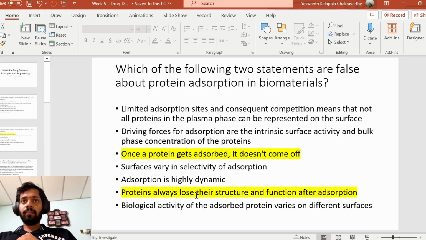And proteins always lose their structure and function after adsorption is also not true, because a lot of proteins can still retain their function, and even their structure, after adsorption. Some of the hard proteins retain their structures as well when they get adsorbed onto these biomaterials.